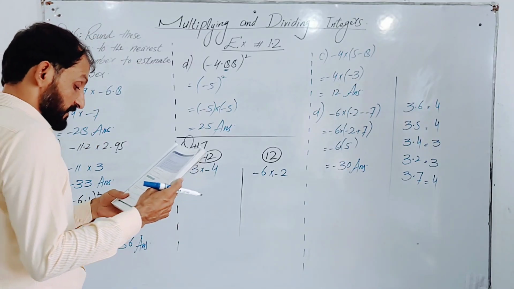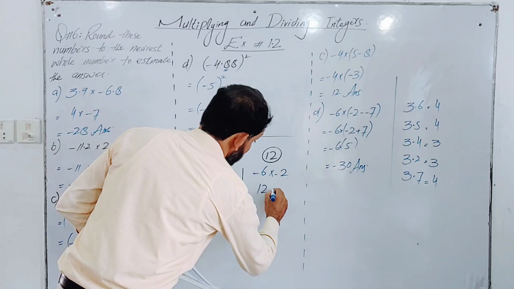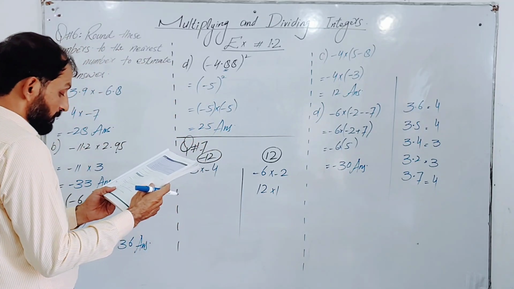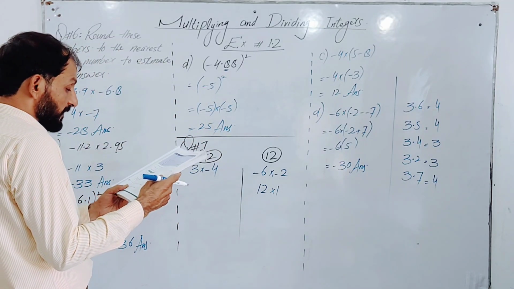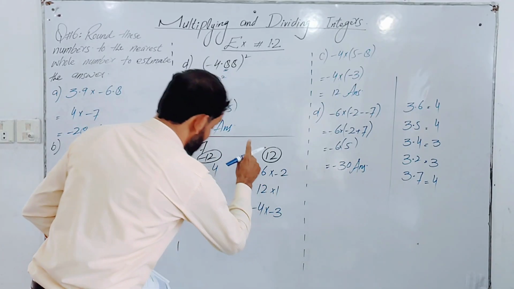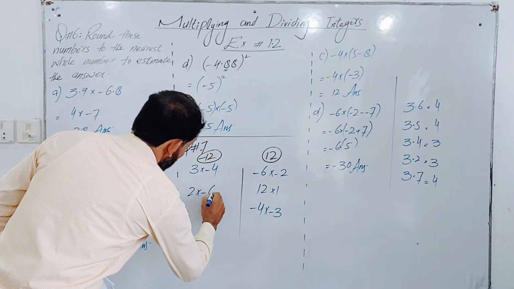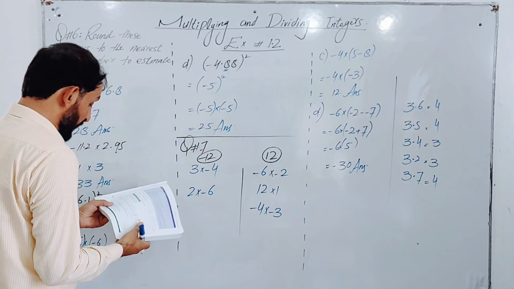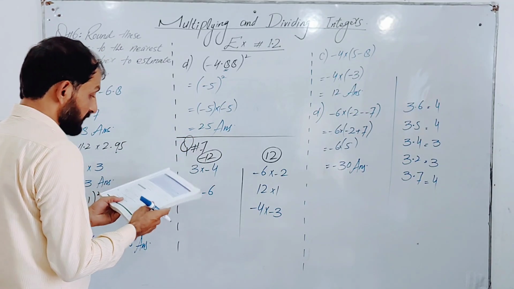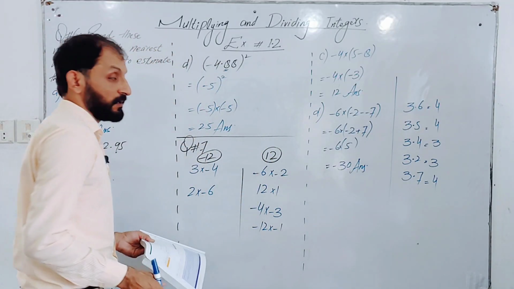Now 12 multiply by 1. 12 multiply by 1 positive side. -4 multiply by -3. -4 multiply by -3 again plus 12. 2 multiply by -6 will be written in group A. -12 multiply by -1 will be equal to 12.